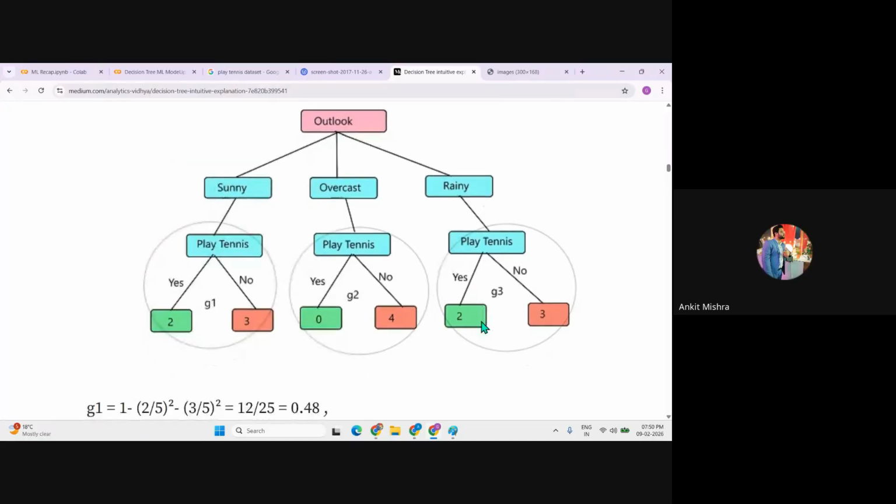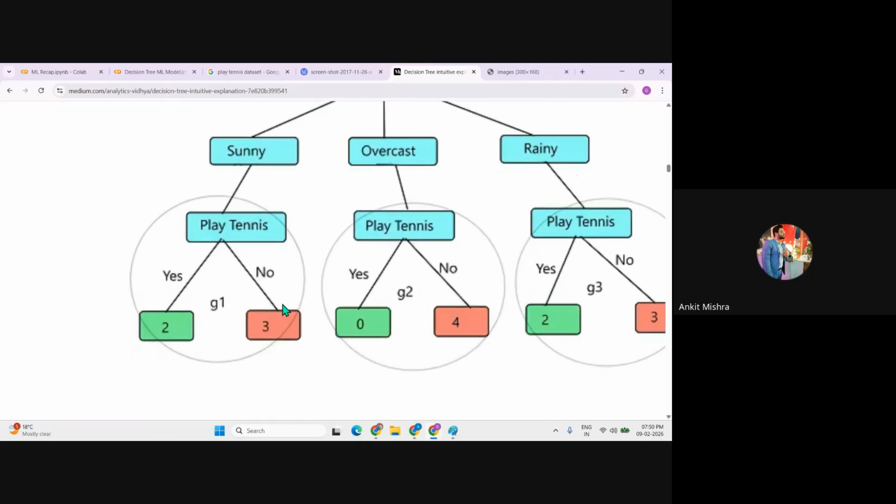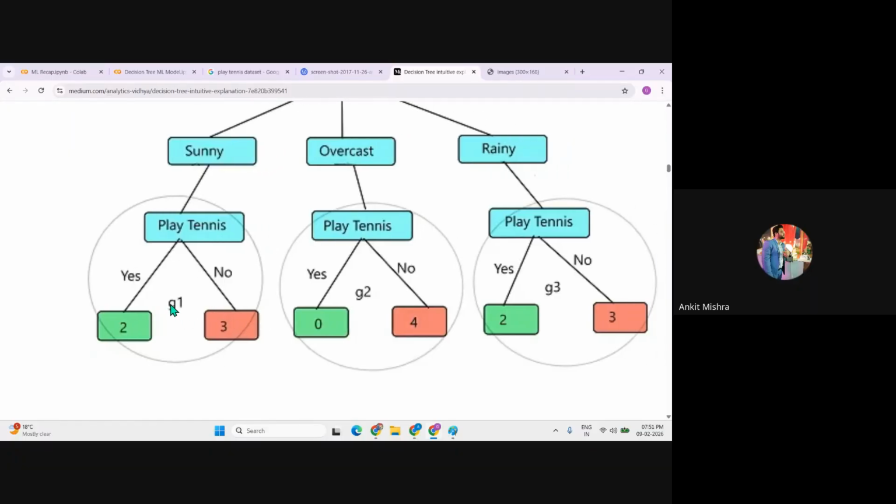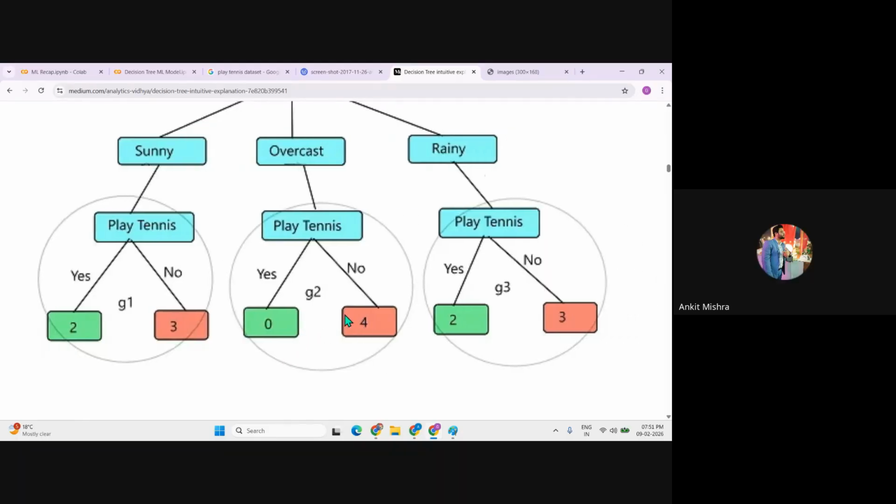Now we have to calculate the Gini impurity, or Gini index, for each group. We know that in this group we are only separating the 5 data points. So the probabilities are 2 by 5 and 3 by 5. In this one, we only have the 4 data points, so it's 0 by 4 and 4 by 4. In this, we again have 5 data points: 2 by 5 and 3 by 5.